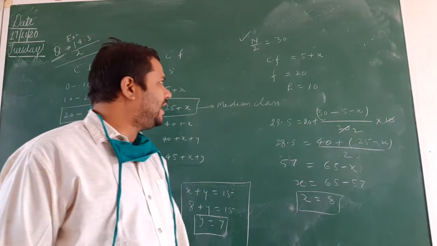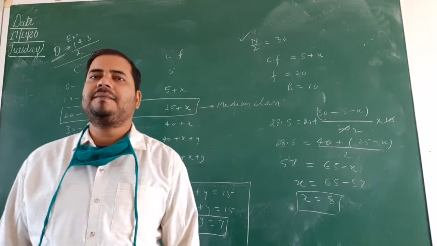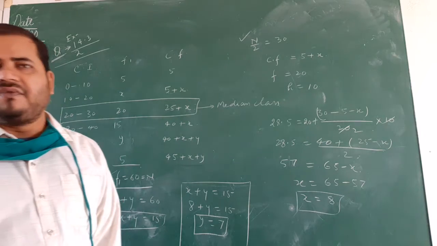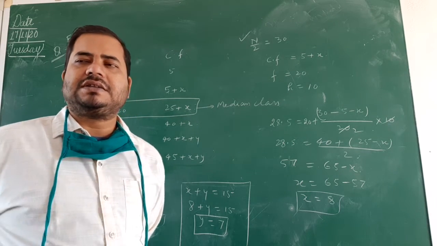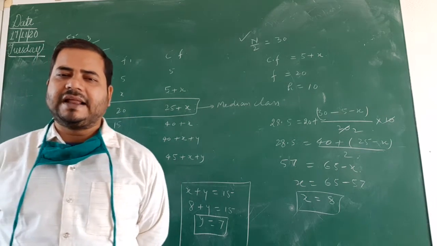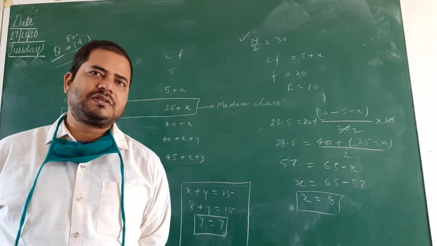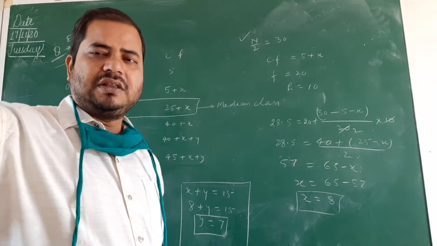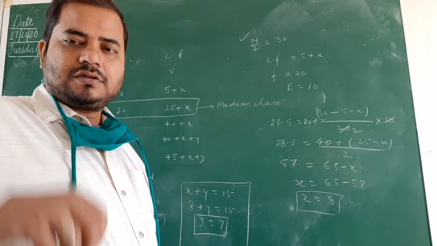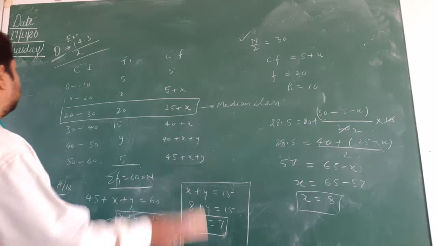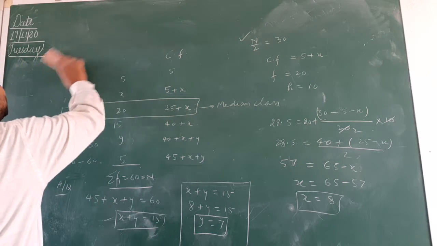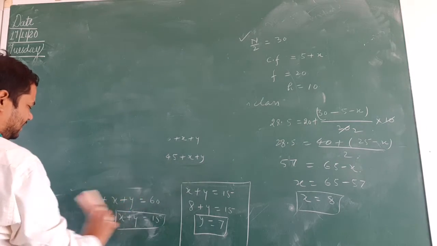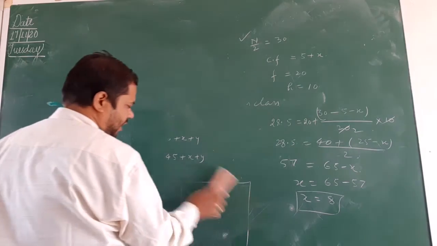And the next topic we are going to start, graphical representation of frequencies, that is ogives. Ogives means graphs. Okay. So first you note it down, then after we see. So now we are going to discuss graphical representation of cumulative frequency, that is ogive.